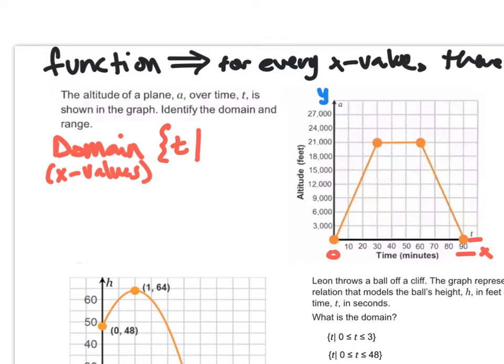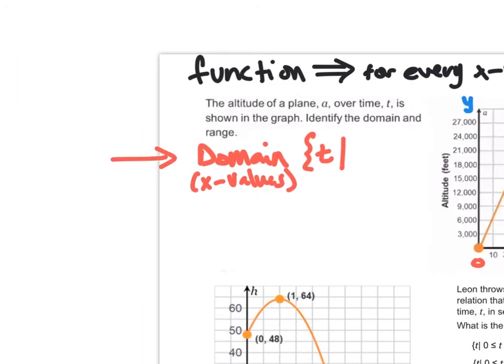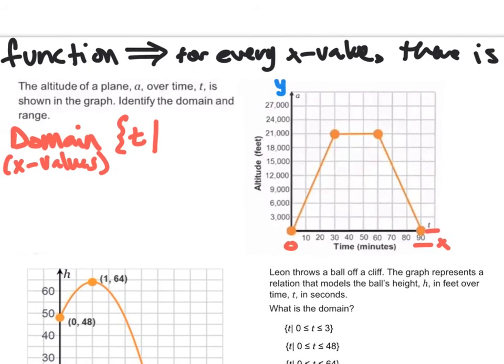Okay, I'm just going, okay, domain. What's my domain? I ask the question, and I'm going to write this out here. The question I ask is, where do I have x values? What are all of the x values? Okay? And that means that we have all these points between 0 and 90. So what I would say is that we go from 0 is less than or equal to t is less than or equal to 90.